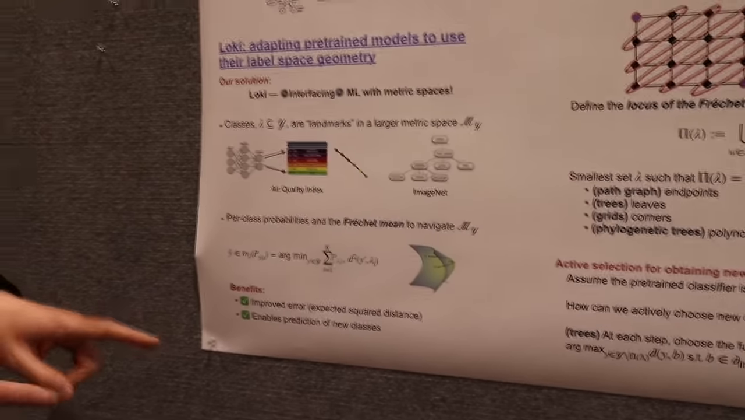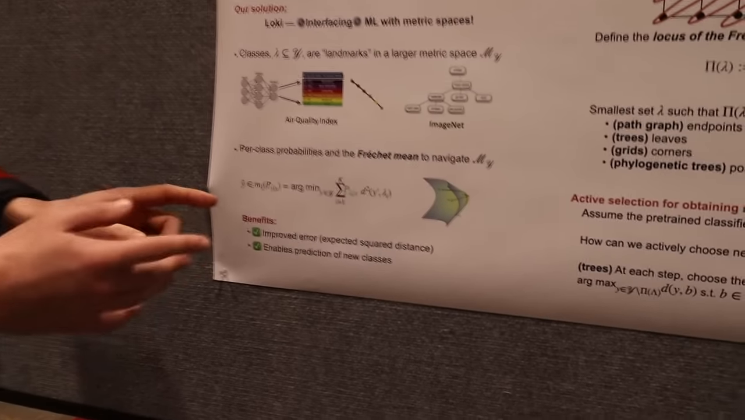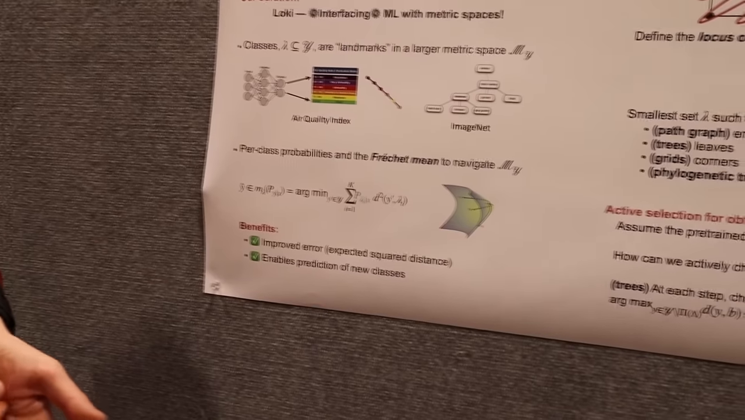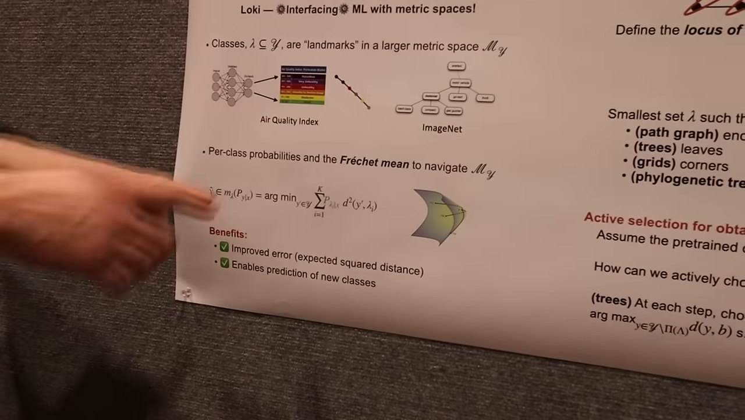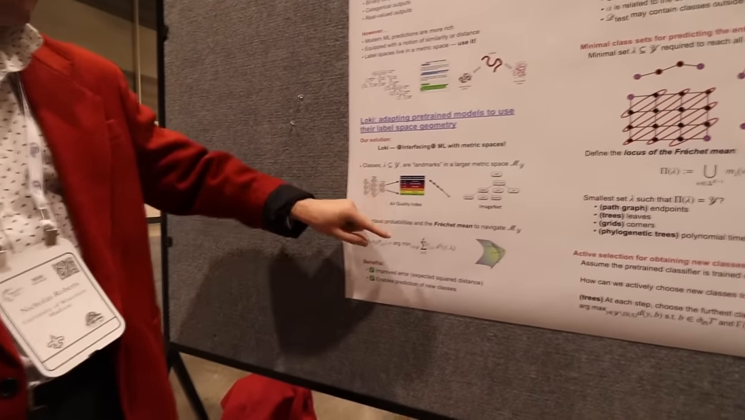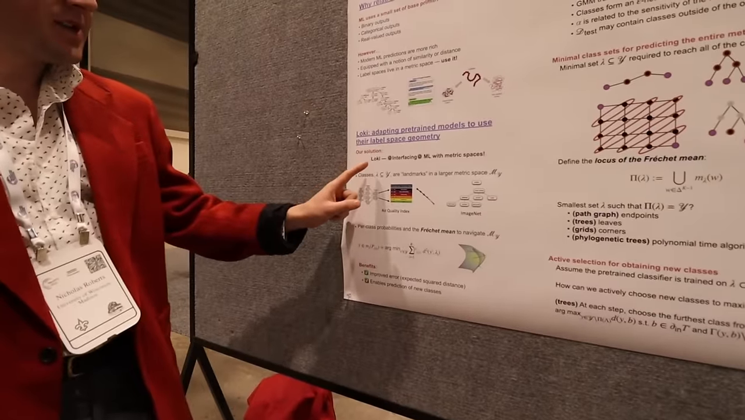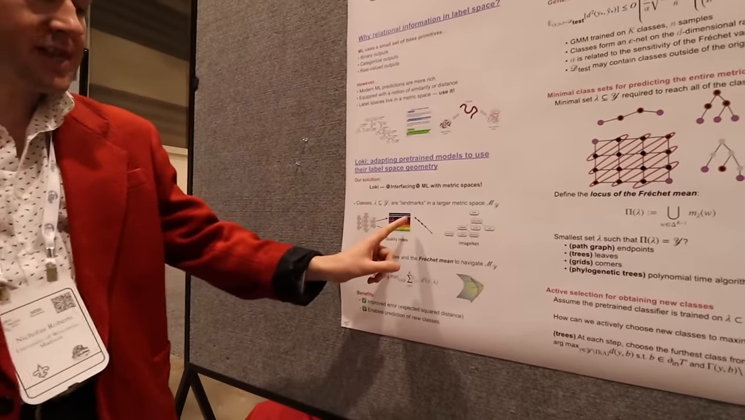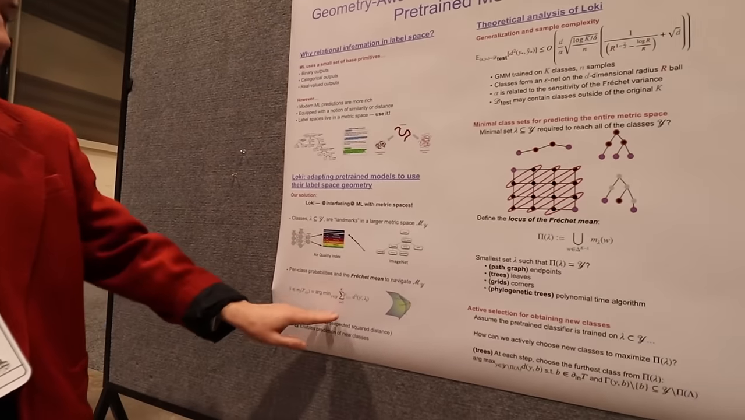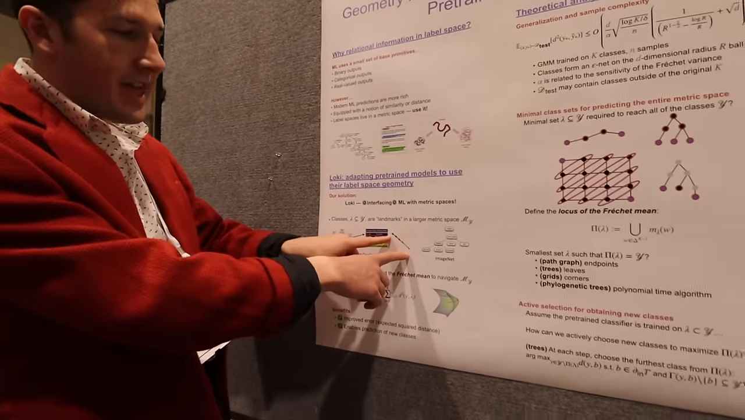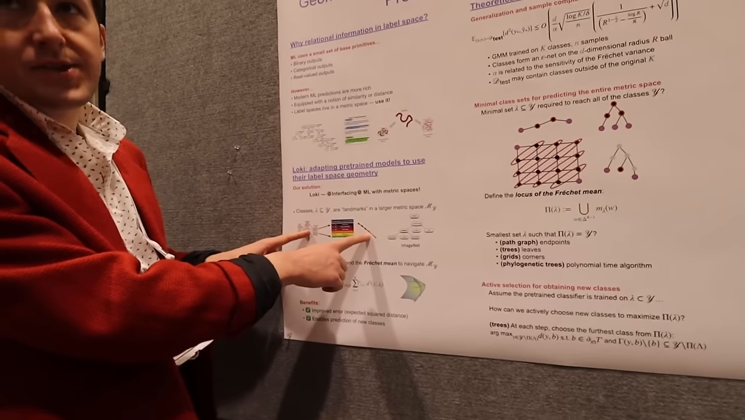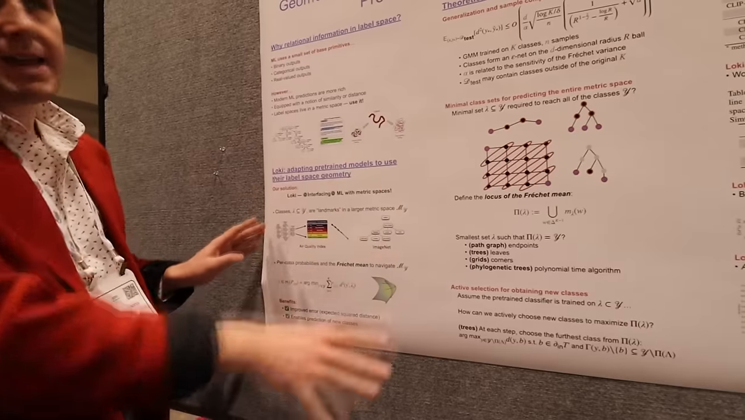So you plug that into this thing called the Fréchet mean. This is a generalization of averages to metric spaces. For example, with air quality index, if you had a binary classifier that could predict the best and the worst air quality, and you had a path graph that represents the relationships between the different categories, then using our technique, instead of just predicting the endpoints, you can actually use the weights of the softmax to navigate these intermediate points as well. And this generalizes to any metric space.